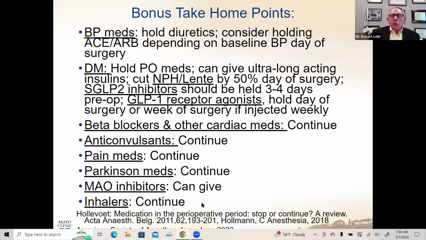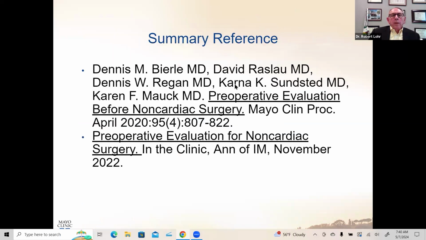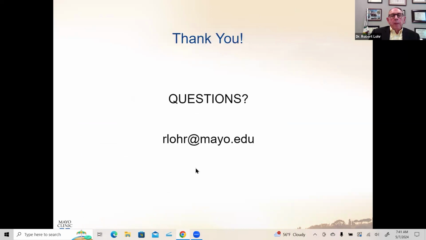And even patients who are on just a rescue inhaler, for example, mild exercise-induced asthma, I tell them to take the inhaler the morning of surgery, because there is some bronchoconstriction that anesthesia induction can cause. So these are some excellent summary references if you want to do more reading. They'll be on the slides that you get. And we are ready for questions. So I thank you for your time this morning. And if you have questions, I'm happy to answer them.